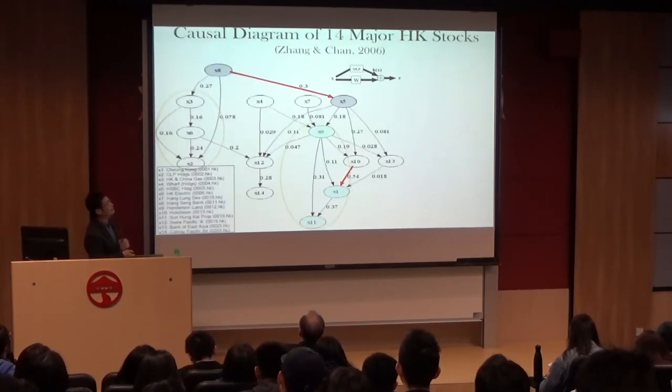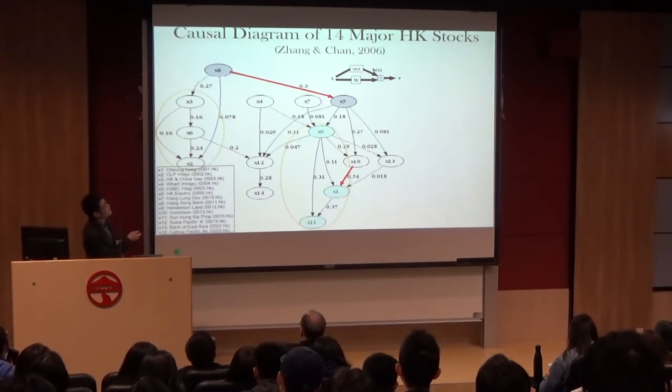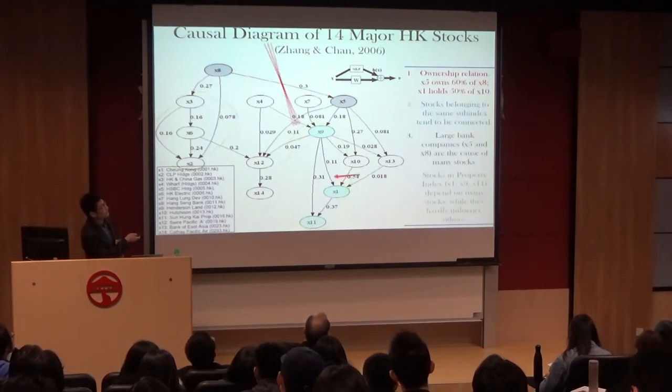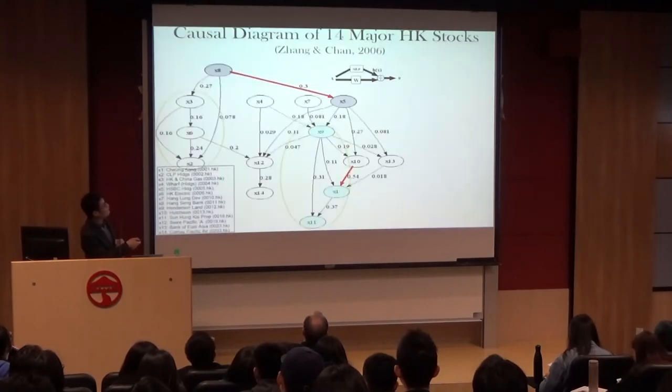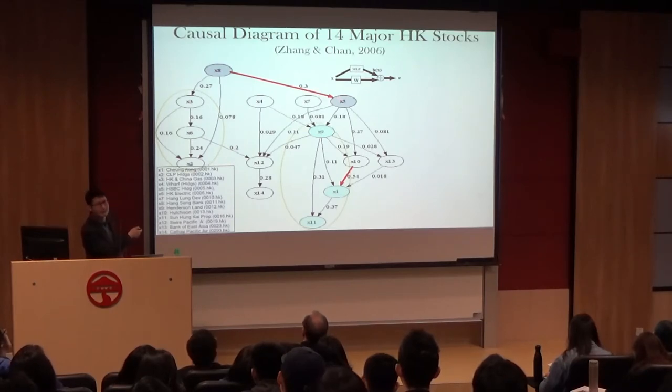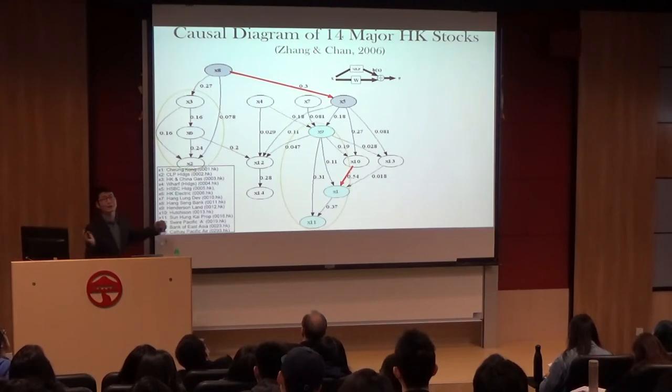We analyzed the Hong Kong stock market 10 years ago. Here you can see the causal relations among major stocks in Hong Kong. This is the Hang Seng Bank, this is HSBC. There's a causal relation from Hang Seng Bank to HSBC, and we gave interpretations for different kinds of relations. But basically, suppose company A owns some shares of company B, then there's a causal relation from B to A. Here, HSBC owns something like 60% or 50% of Hang Seng Bank. That's why there's a significant causal relation from Hang Seng to HSBC, and so on. So you can really see the underlying causal relation between different companies by analyzing their stock returns, daily returns.